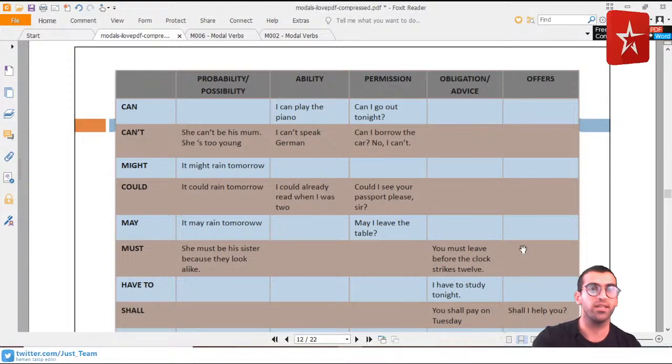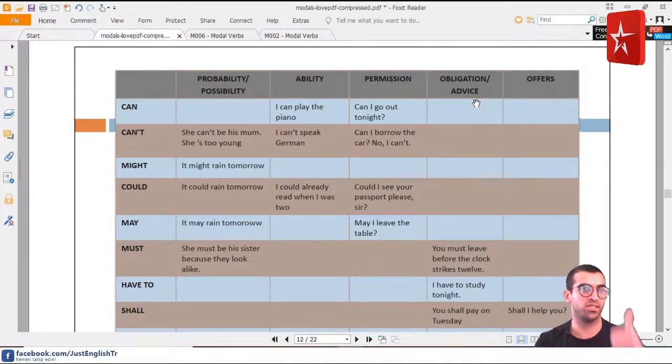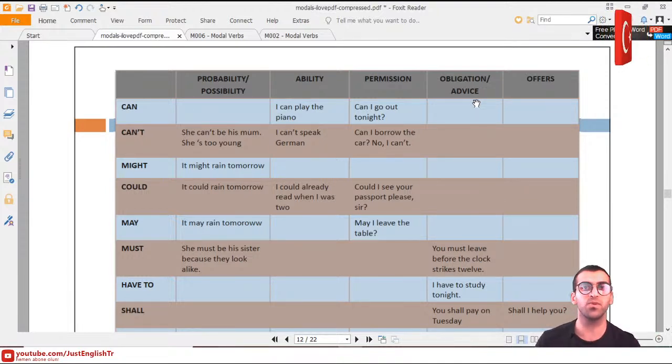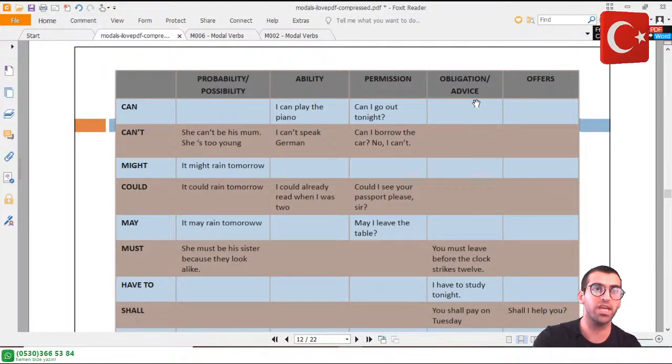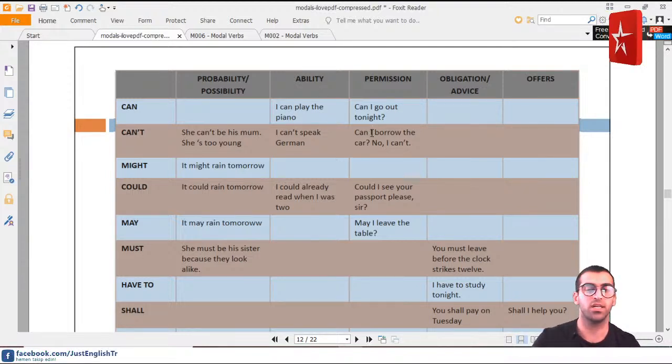Can belongs to ability, like I can play the piano, and permission. We have five categories. The first category is probability or possibility. Second category is about ability. Third one is about permission. The fourth one is about obligation or advice. Last one, the fifth one, is about offers. So can belongs to the second and third category.